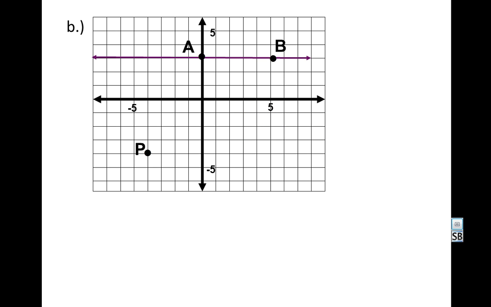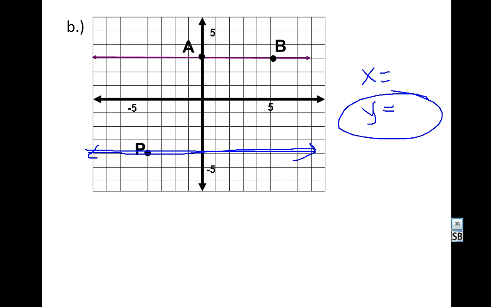How about this line here? Write an equation of the line that's parallel to line AB and goes through point P. So actually, I'm going to just draw it out right now because you can already tell it's going to be this line right here. Is this going to be an x equals or a y equals line? Hopefully you said y equals 2 because it's a horizontal line.